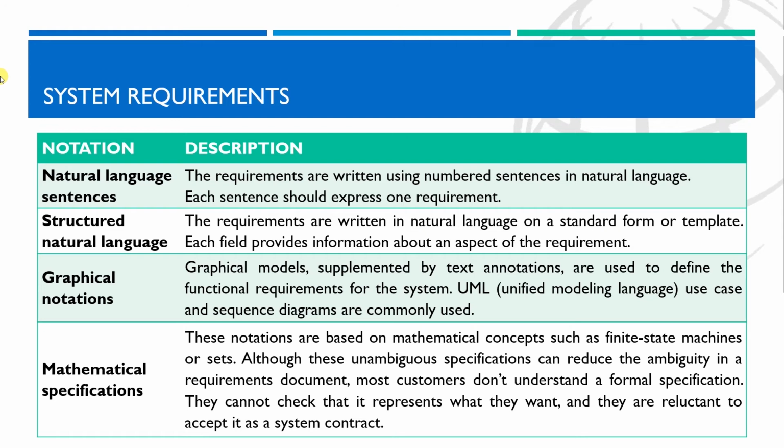The mathematical specifications, these notations are based on mathematical concepts such as finite state machines or sets. Although these unambiguous specifications can reduce the ambiguity in the requirements document, most customers don't understand a formal specification and can't check that it represents what they want, and they are reluctant to accept it as a system contract.